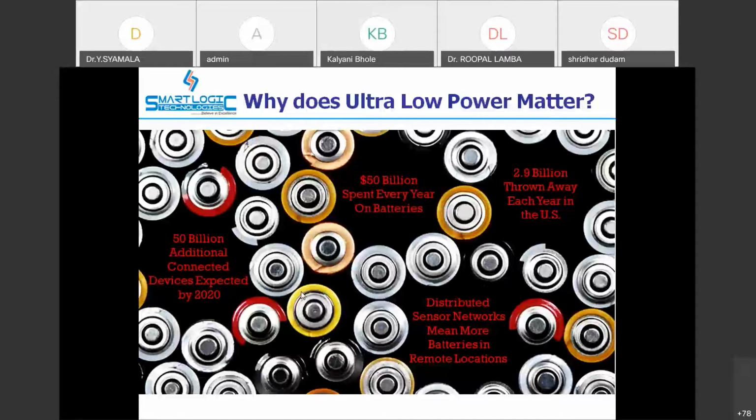Then the thing is about ultra low power. Why does ultra low power matter? I think there is no need to tell about this.